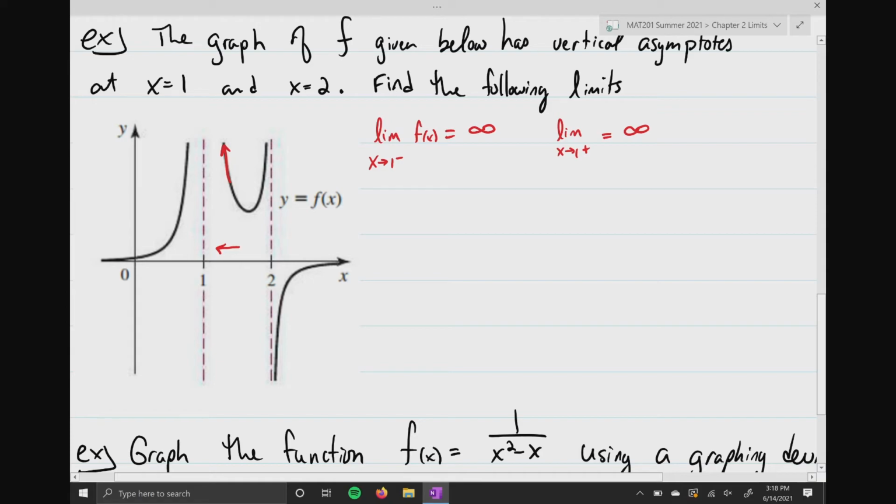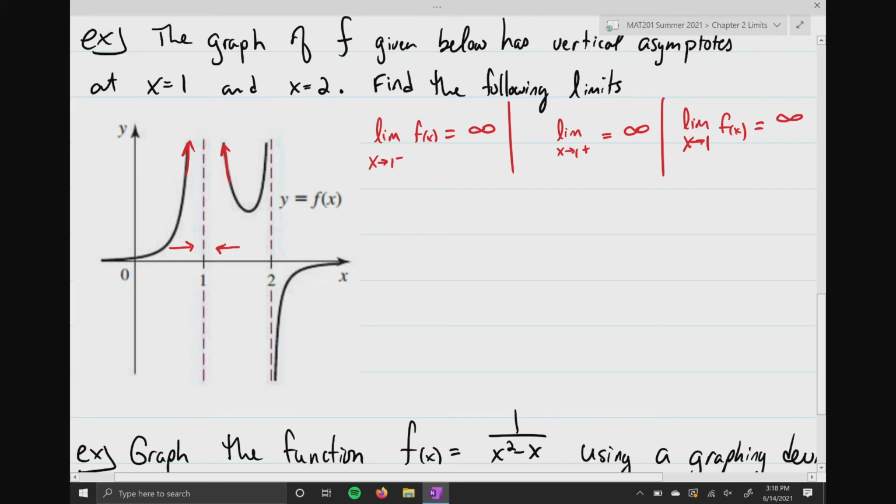Now for the next one, and maybe you can guess where I'm going with this. If I want to evaluate the limit as x approaches 1 of f of x, let me separate these. That means I am approaching from both sides. And notice that both the left side and the right side one-sided limits equal the same output, infinity. So this is going to equal positive infinity as well.